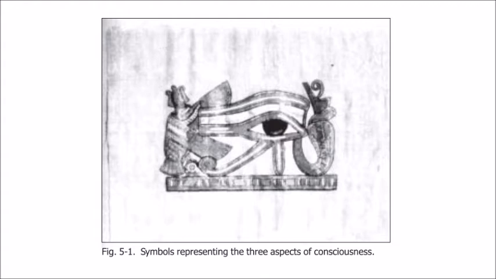In Peru it's the condor, the puma, and the rattlesnake. For the American Indians it's the eagle, the mountain lion, and the rattlesnake. In Tibet it's a chicken, a pig, and a snake.